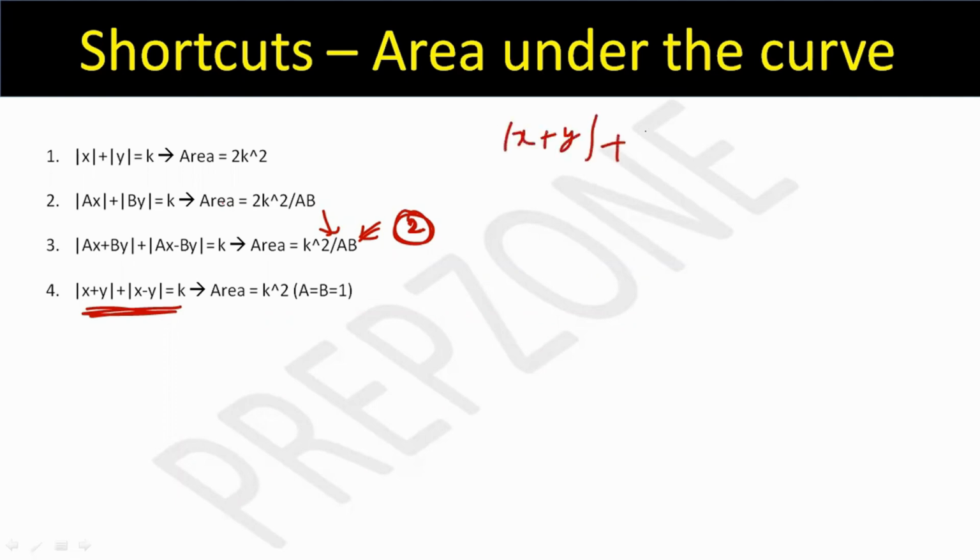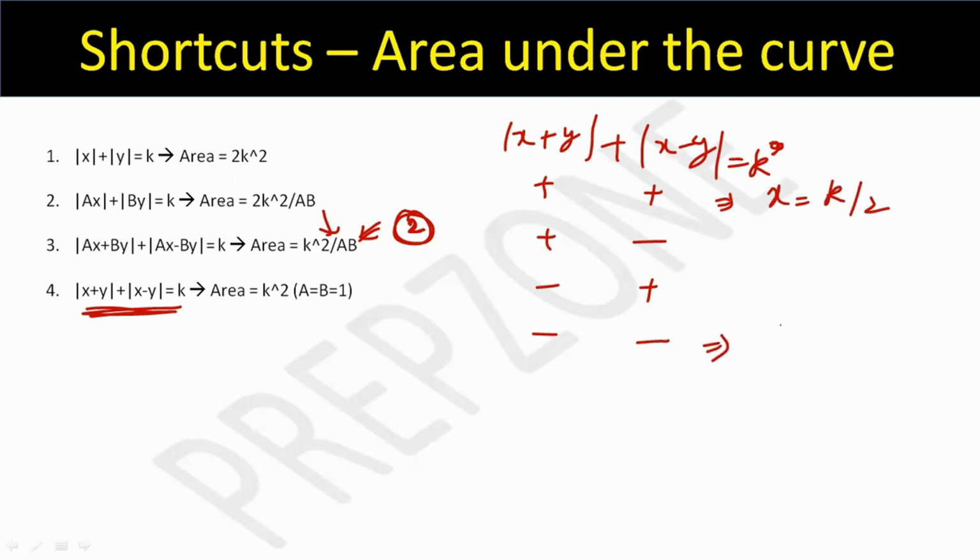I have explained this to you guys earlier that you just have to take all the cases. Open this with positive, positive, then positive, negative, negative, positive, and negative, negative, right? So if you open it with positive, y will get cancelled. This is nothing but x equals to k by 2. If you open all of it with negative, it will be nothing but x equals to minus k by 2. If you open this with plus and this with minus, x will get cancelled. 2y equals to k, so y equals to k by 2. And this is nothing but y equals to minus k by 2.